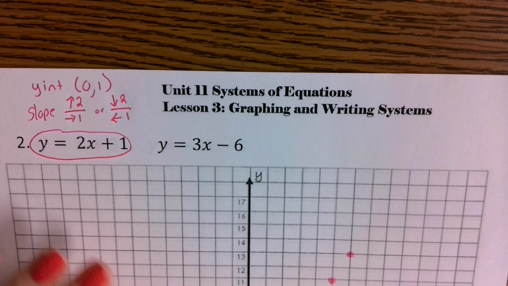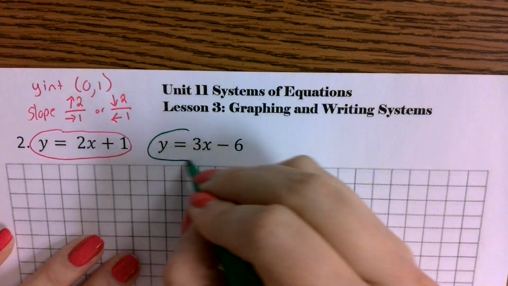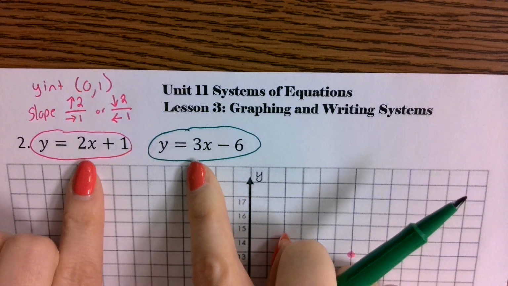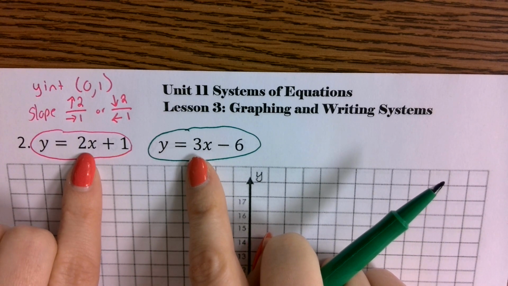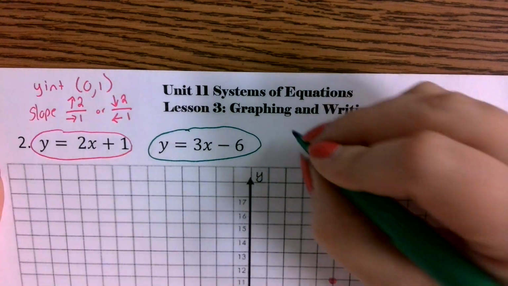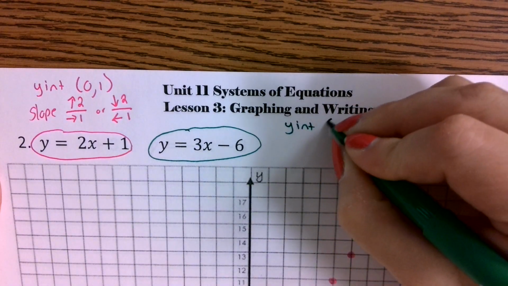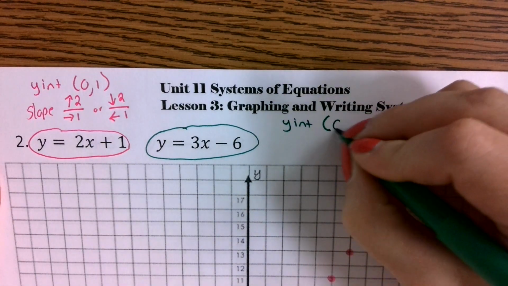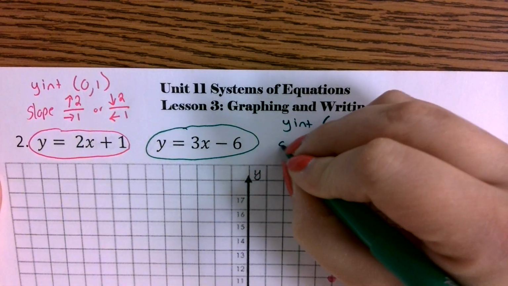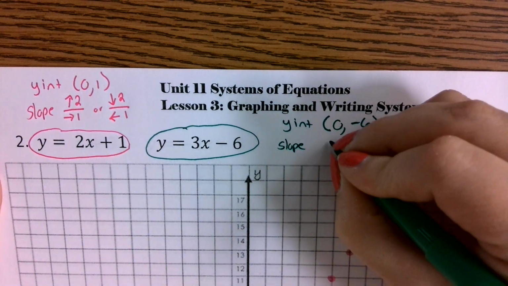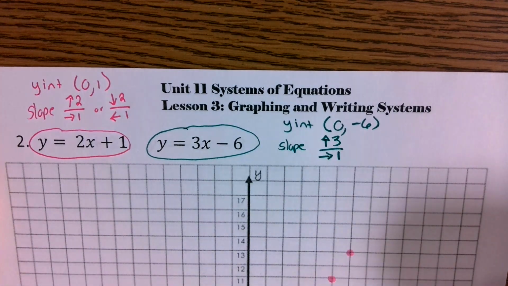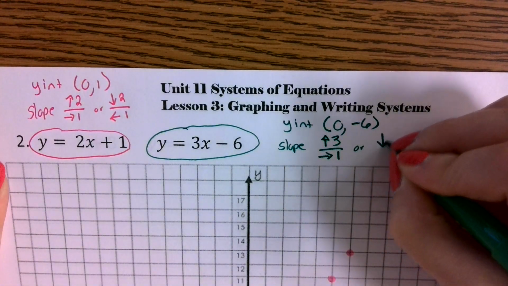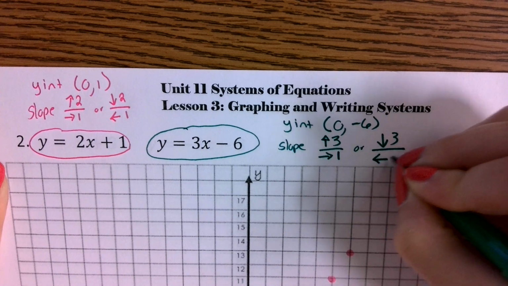Let's go ahead and take a look now at the second equation. We've got y is equal to 3x minus 6. Notice they are different slopes. Since they are different slopes, that means it is going to intersect at a specific point. So I need to graph my y-intercept first. What's my y-intercept? -6. Good. (0, -6). And then my slope is a +3, so I'm going to go up 3 and to the right 1, positive over positive, or down 3 and to the left 1.